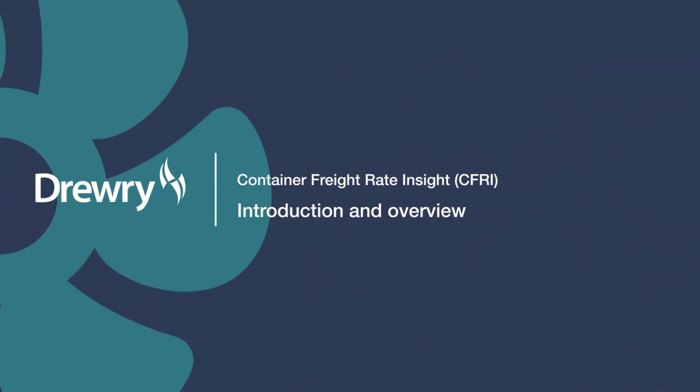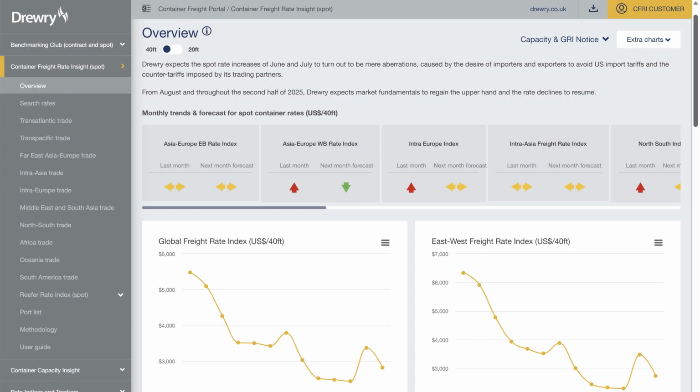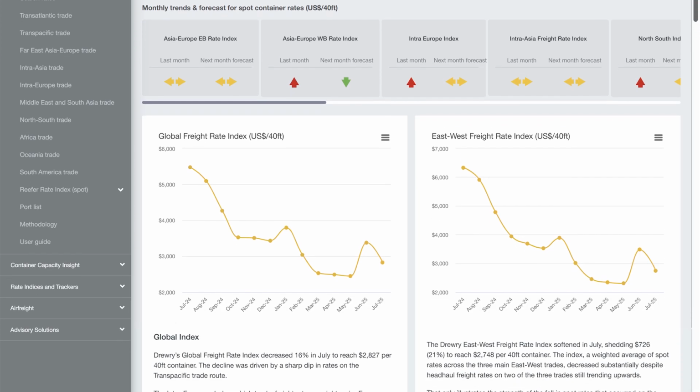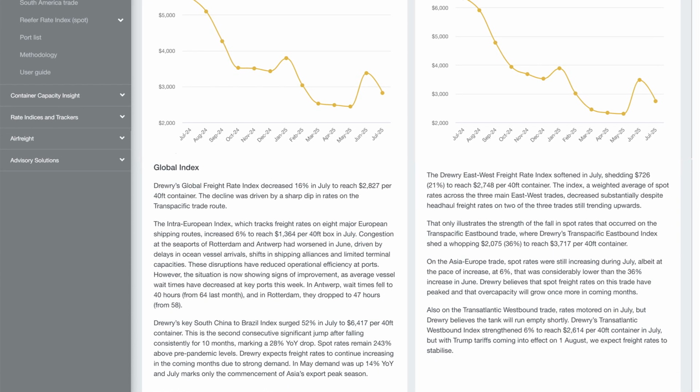This demonstration provides an introduction to Drewry's Container Freight Rate Insight. On accessing the service, you'll be presented with the overview page, which provides our latest monthly assessment of spot market freight rate development for our global and east-west indexes, which combine a commentary with charts and tables showing the development of each index over the last 12 months.